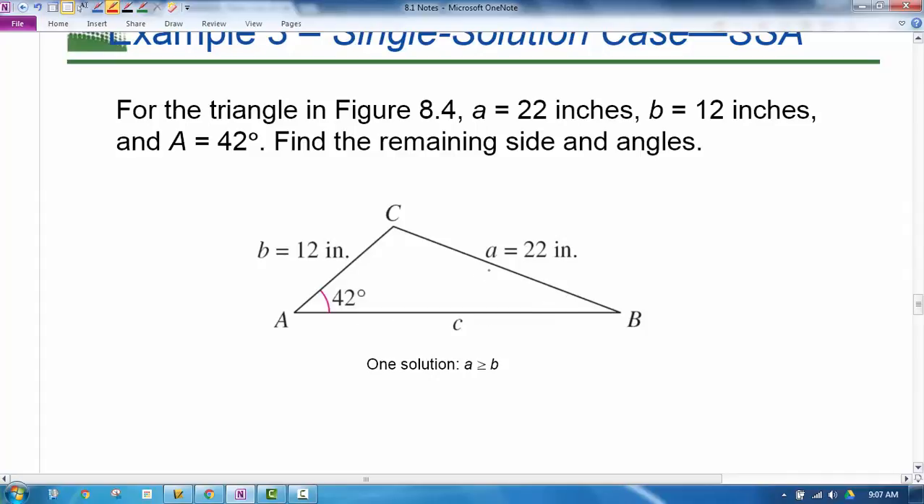Now the question is, can we move this leg down? Will it connect over here somewhere and still be 22? Because there'd be 2 triangles in that case. It looks like there's only going to be one triangle.